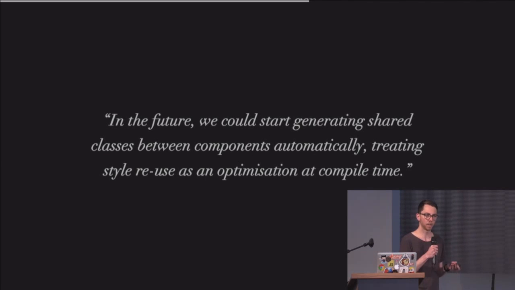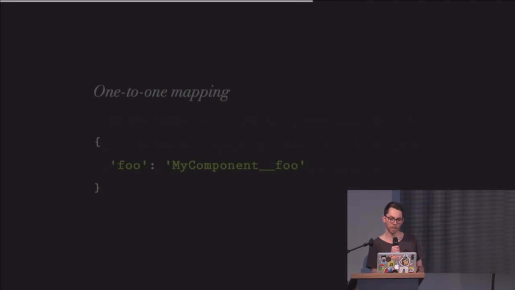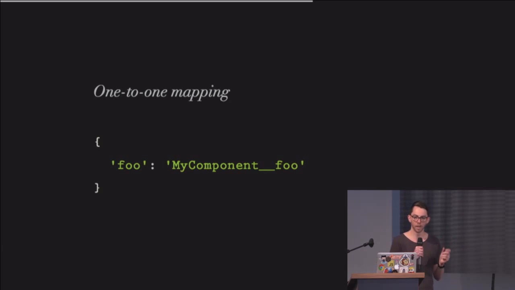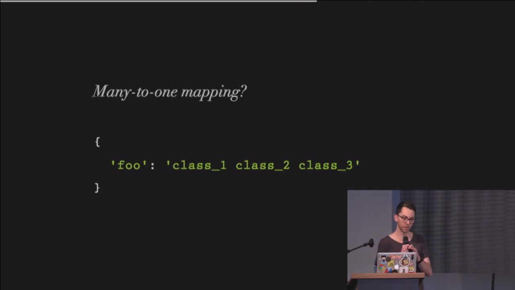In my blog post, another thing I raised as an idea for the future, I said that we could start generating shared classes between components automatically, treating style reuse as an optimization at compile time. What I meant by that is, if you look at that styles object that you import, there's this one-to-one mapping. If you say styles.foo is actually mapped to this global myComponentFoo, your component actually doesn't really care about the implementation of that class. So you could just as easily swap this out for a many-to-one. You've got this one style name that actually maps to 3 classes, or it could be as many as you want. And so that creates a lot of interesting room to refactor your CSS without even touching your markup at all.